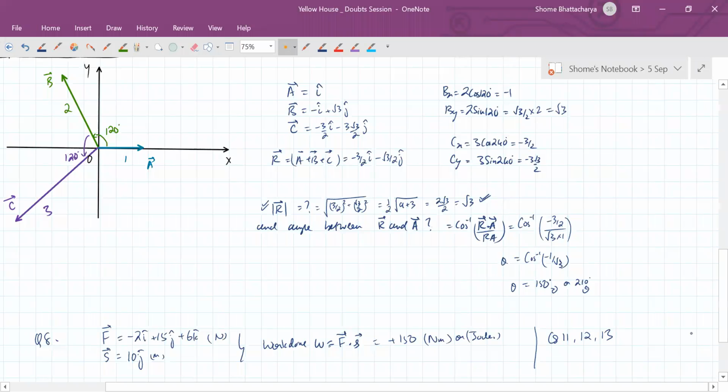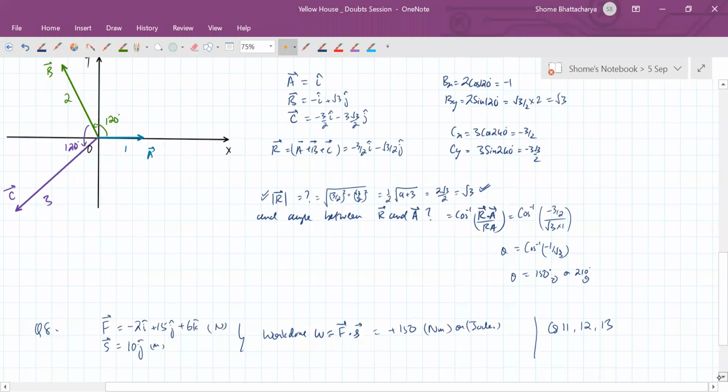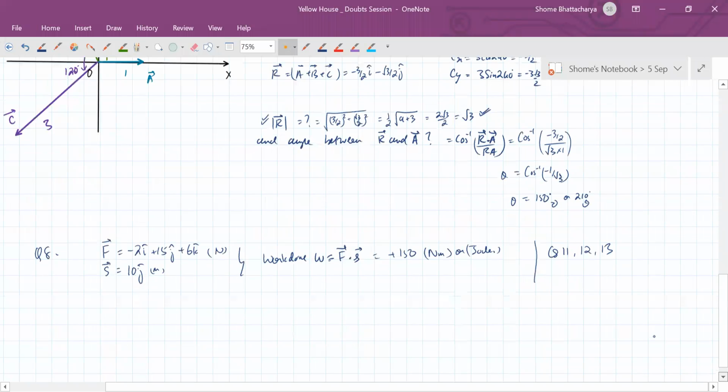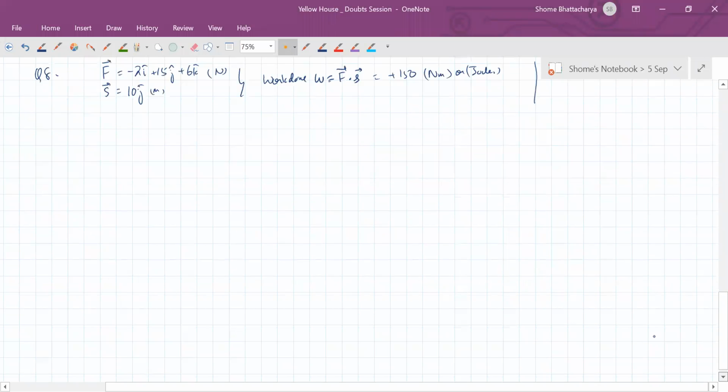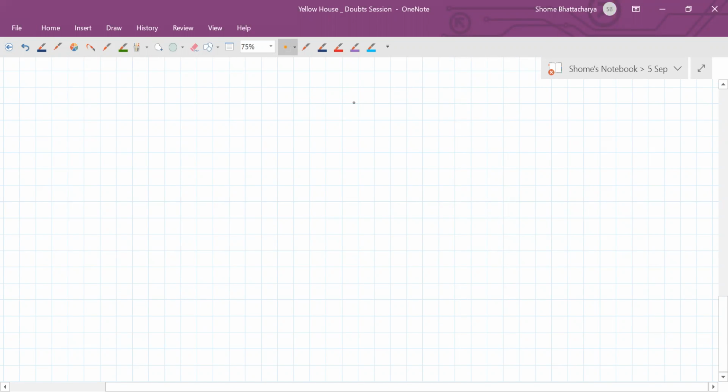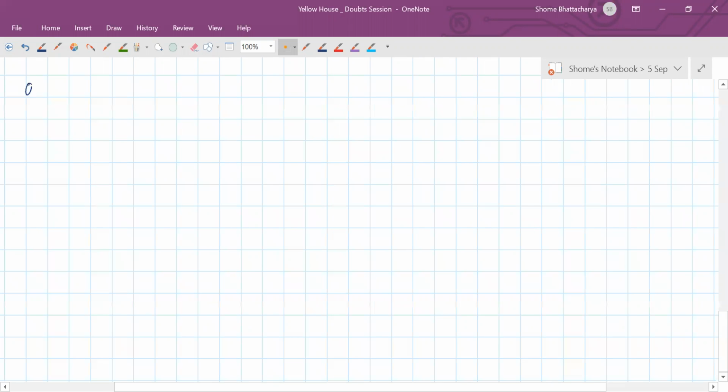Okay, hope this is done. Move on to the 11th question next. The 11th question also I'll show you very quickly. It's a simple kind of question. It says that your initial velocity is, how much is it? 5 meters per second towards east.